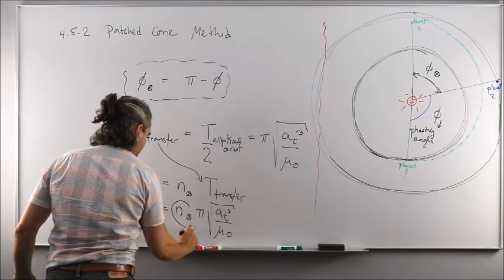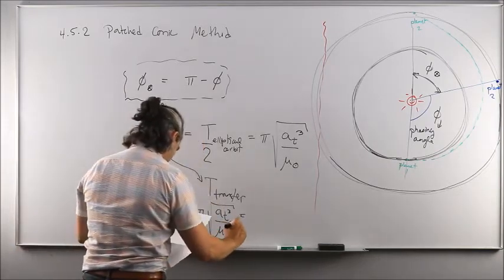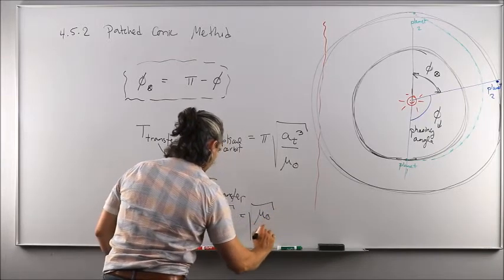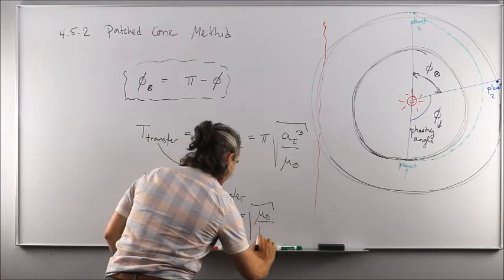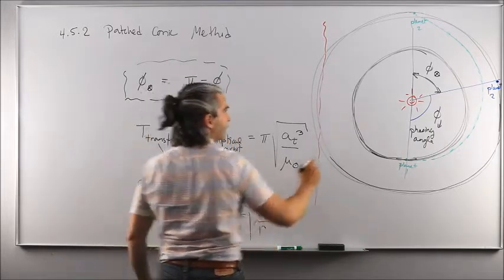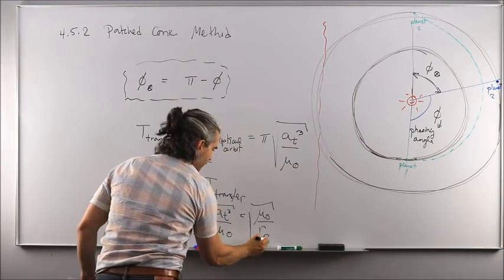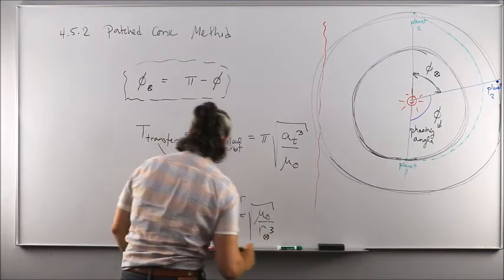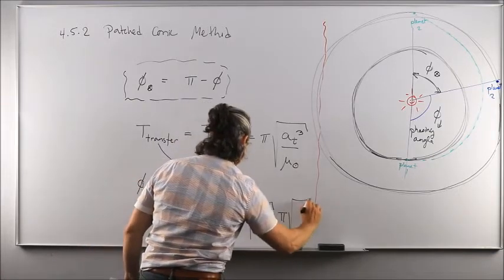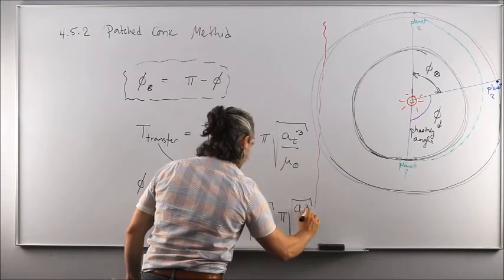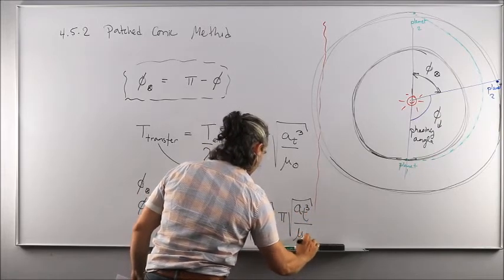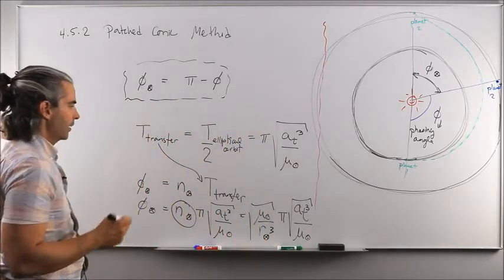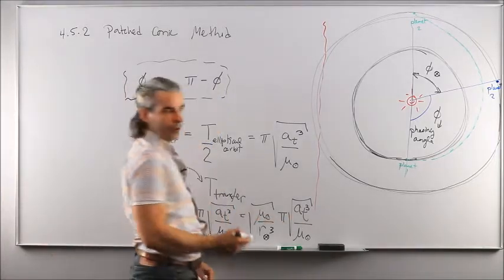If you need to calculate things with numbers, this can also be written as square root of mu sun over the distance between the sun and planet 2, denoted by r with the x symbol like that, over cube, times pi, times the semi-major axis of the elliptical transfer orbit over mu of the sun, like this. Okay?